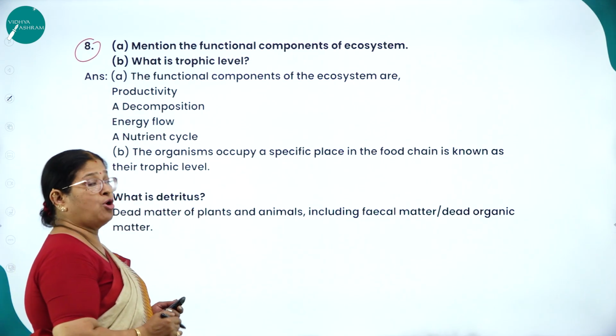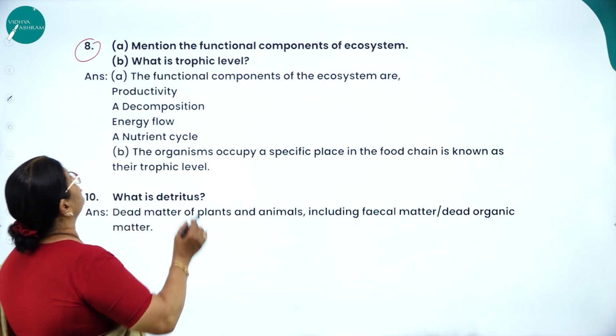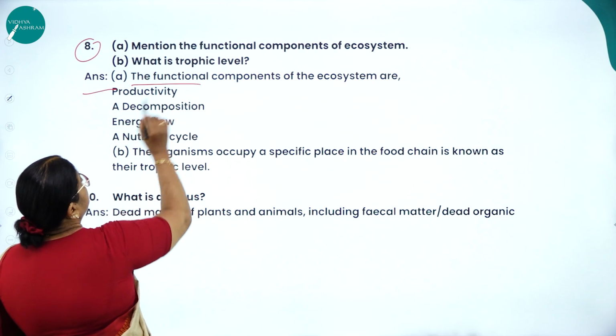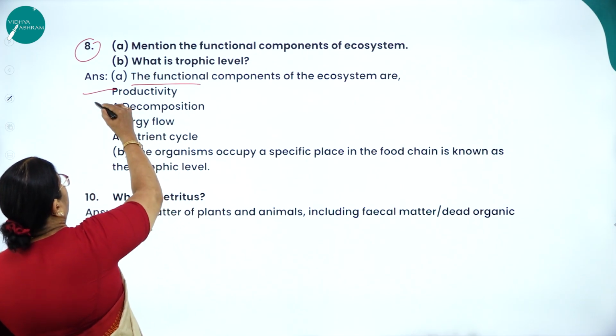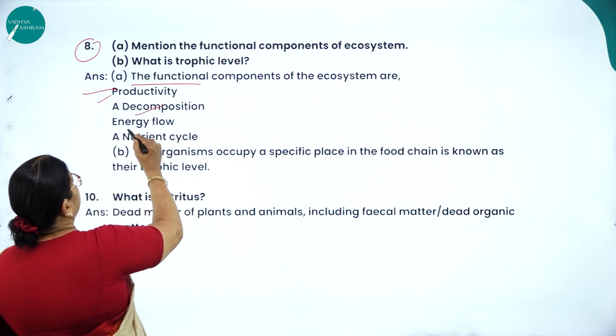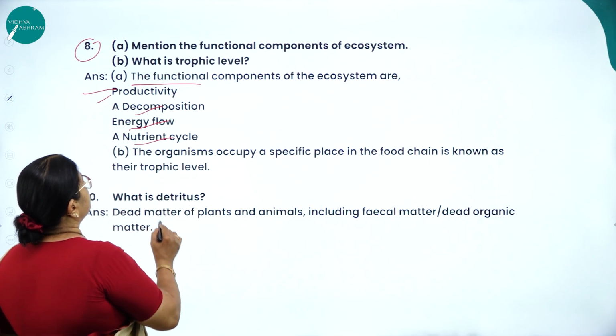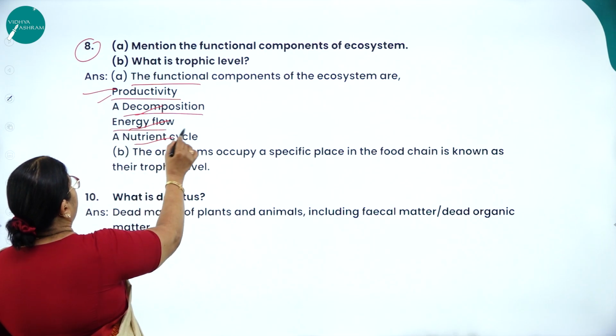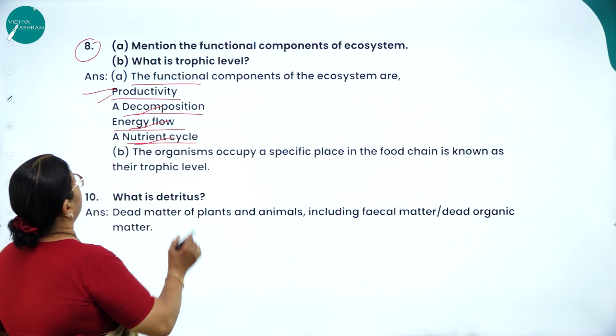Next, question number A. Mention the functional components of an ecosystem. What is trophic level? This is very important. So, the functional components of the ecosystem are productivity, decomposition, energy flow, nutrient cycle.